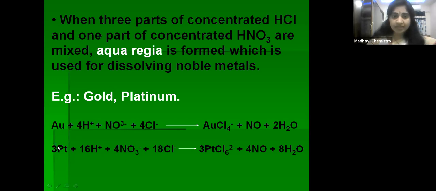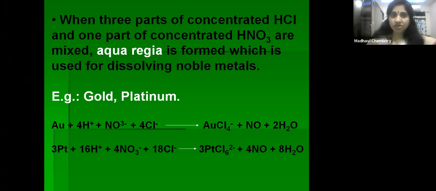So when these ions combine with platinum, that is a noble metal, we get PtCl6 2 minus. Because of the formation of this product, platinum combines with Aqua Regia, and along with it nitric oxide and H2O are also formed. Okay, so what is Aqua Regia, children? 3 parts of concentrated HCl and 1 part of nitric acid.